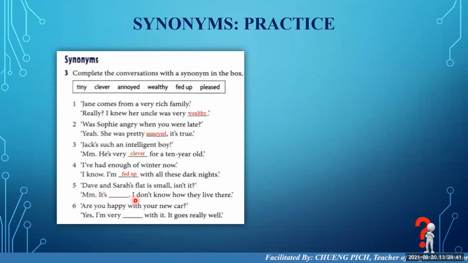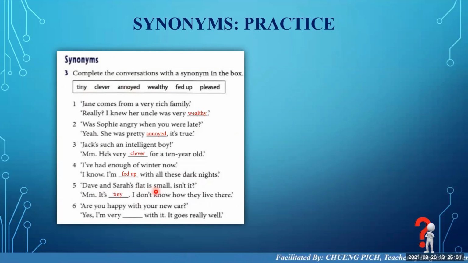I don't know how they live there. So in the first question here, we have the adjective small. So we can use another adjective to complete this gap. So it is tiny. So tiny means very small.